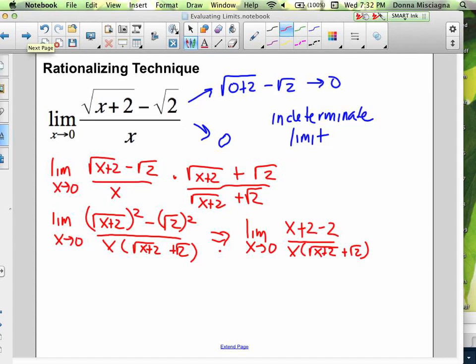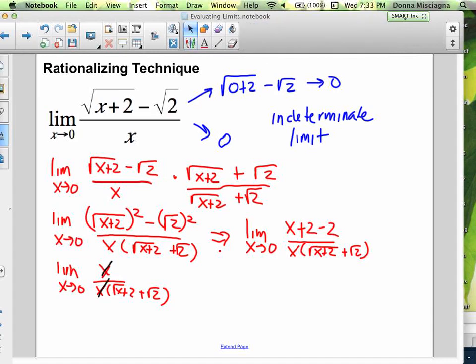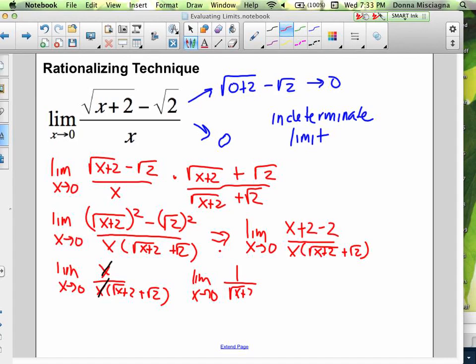Well, now we can see the problem is solved, because we have the limit as x approaches 0 of x divided by x times the square root of x plus 2 plus the square root of 2. So those x's will cancel, because those are two factors. Hence the reason we don't want to distribute the x, because then it won't be a factor. That would give us the limit as x approaches 0 now of 1 divided by the square root of x plus 2 plus the square root of 2.